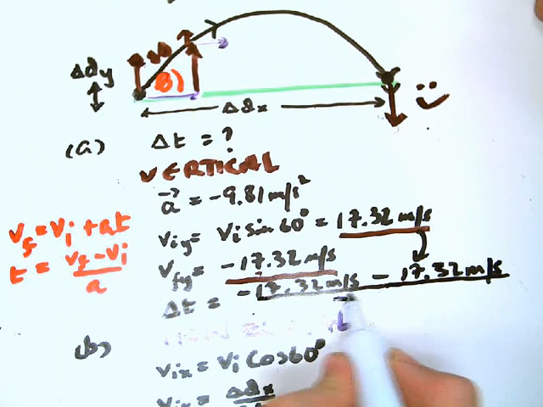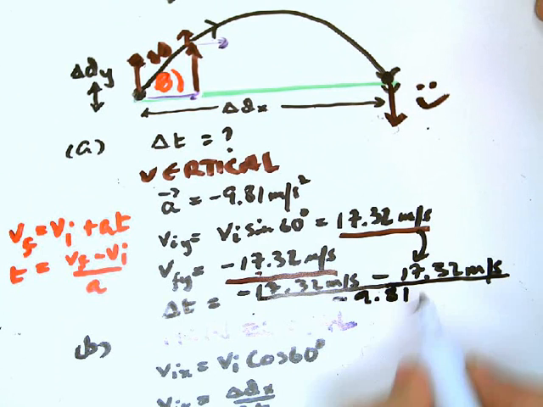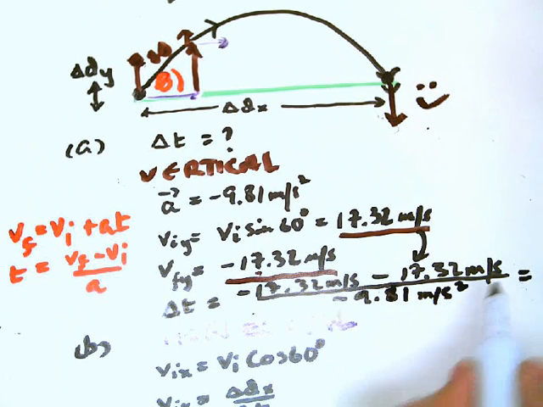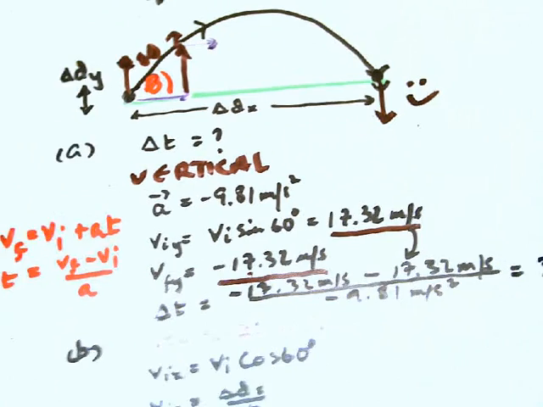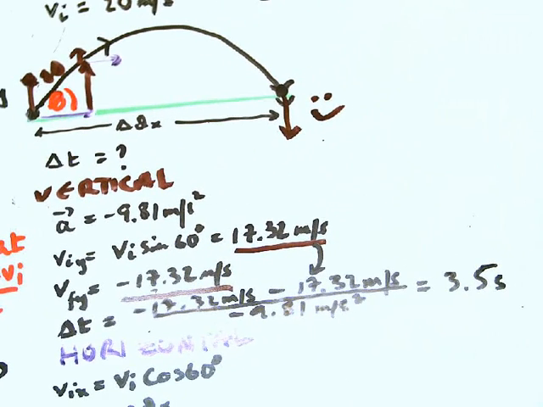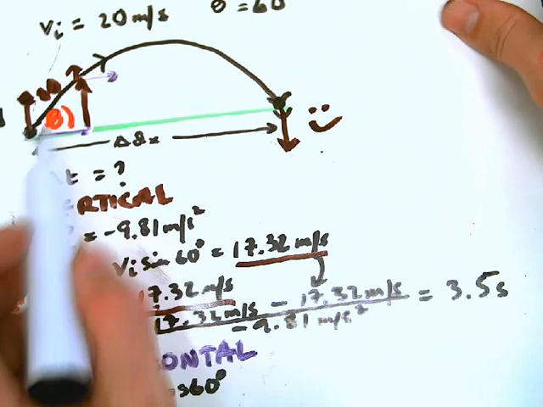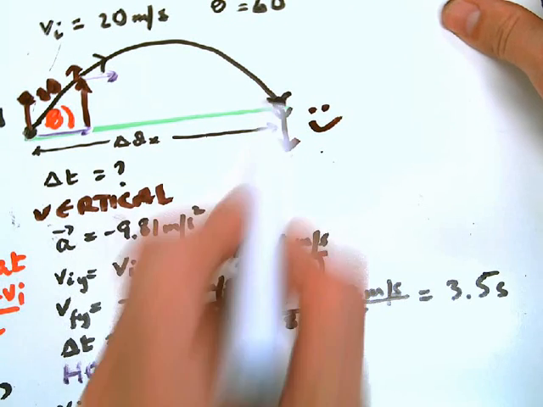What you actually get is a figure that's 3.5, I believe, and it's 3.5 something, but we use significant figures to denote that there's only 2 here. So the delta t, the time for the ball to go up and come back down and land at that position, is 3.5 seconds. Now all of that was done by thinking vertically.